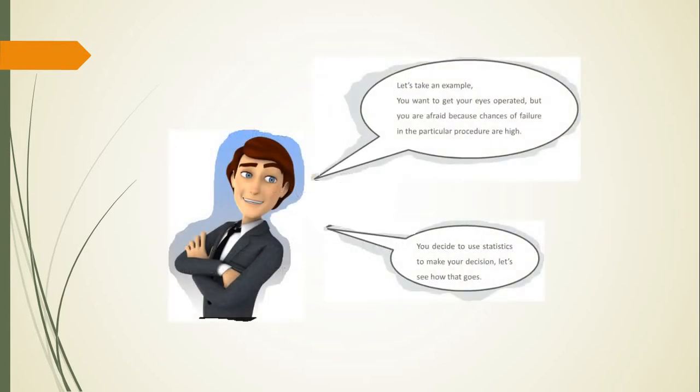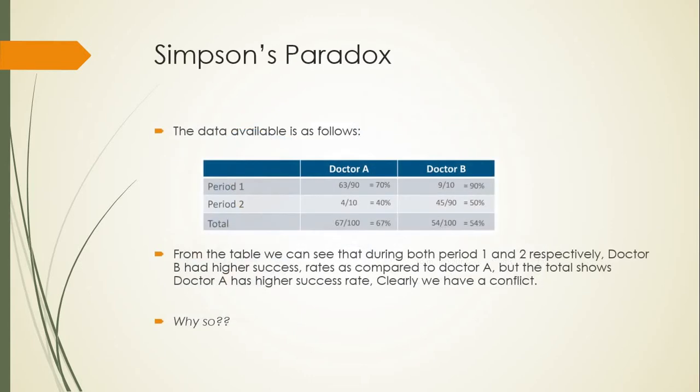So let's take an example. You want to get your eyes operated, but you're afraid because the chance of failure in the particular procedure is very high. So you decide to use statistics to make your decision. So let's see how that goes. This is basically Simpson's paradox. So we'll know what is Simpson's paradox.